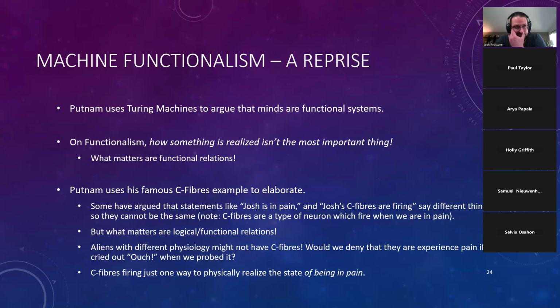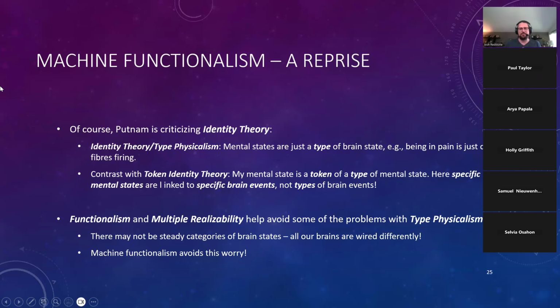And we've seen this before, right? As we talked about earlier today and in other lectures, there are creatures with very different physiologies. Maybe they don't have C fibers, but we wouldn't deny that they can experience pain. Likewise with aliens, with very different physiologies from us. We wouldn't deny that they could potentially experience pain. Our C fibers firing are one way to physically realize the state of being in pain, but being in pain is not reducible to C fibers firing. And this is all by way of criticizing identity theory or type physicalism, right?